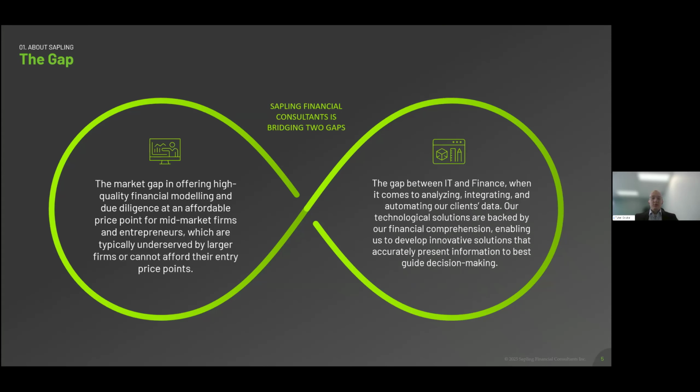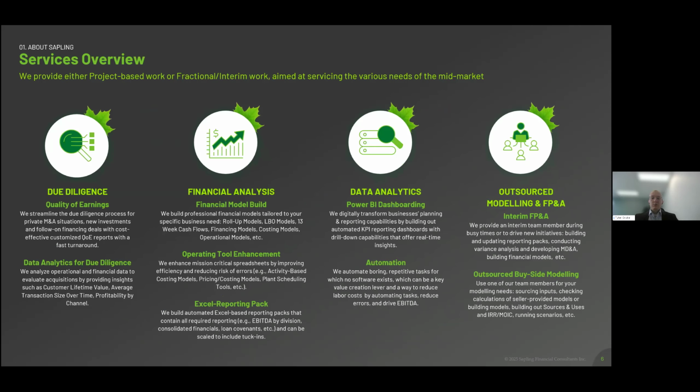financial professionals to understand. So here are the major projects that we work on related to each vertical that was mentioned previously. Under diligence, we specialize in quality of earnings, or QoEs, for M&A and new or follow-on investments. In financial analysis, we work on financial models, which span from regular three-statement models to LBOs, 13-week cash flow models, all the way to costing models for internal management. In data analytics, we build Power BI dashboards and help with automation of tasks related to working with data. And lastly, we also offer outsourced modeling and FP&A support for firms.